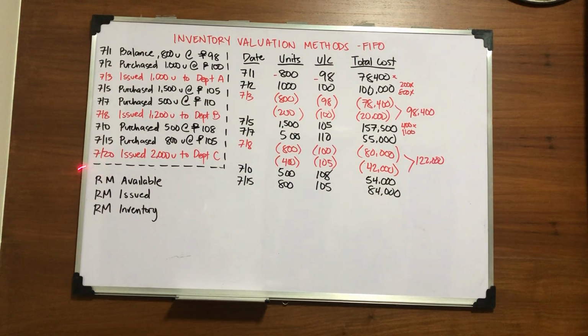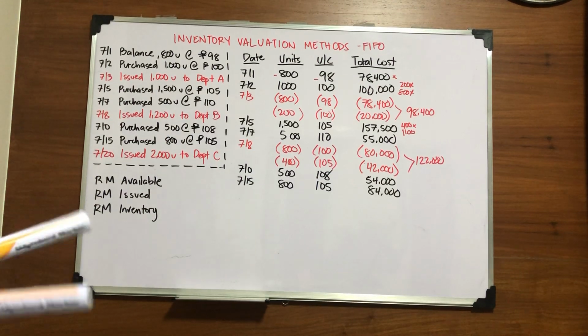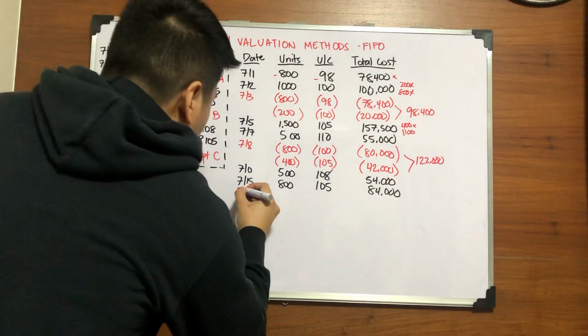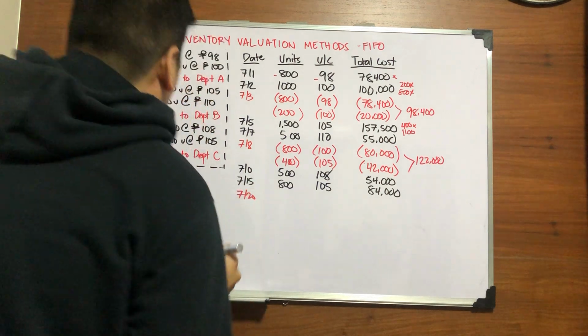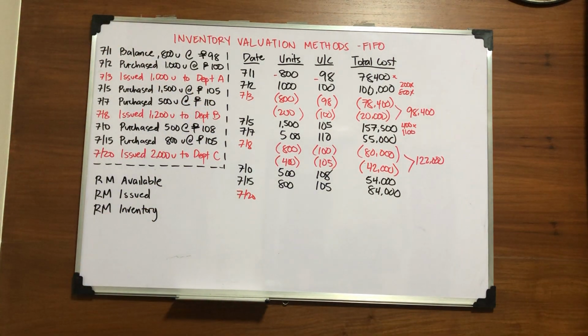And the last transaction is an issuance, okay? We issued 2,000 units to Department C. Okay? So, again, we will use the red pen. Let's just put the date first and determine where we would get the 2,000 units needed for production. Okay, so again, let's go back to the concept that for the raw materials used, you use the earliest transaction to get the earliest cost.